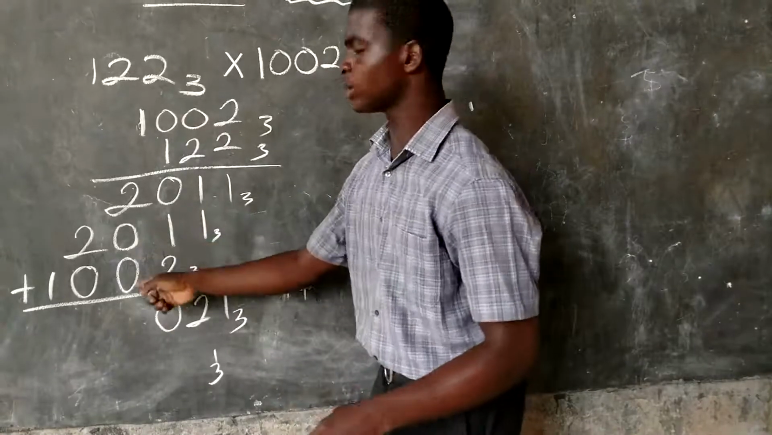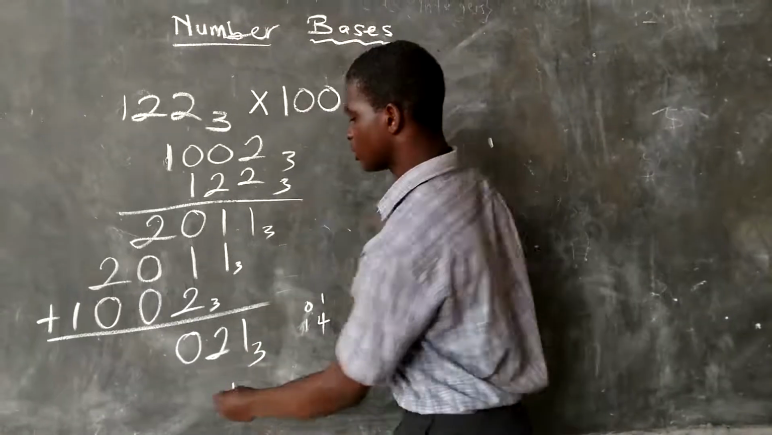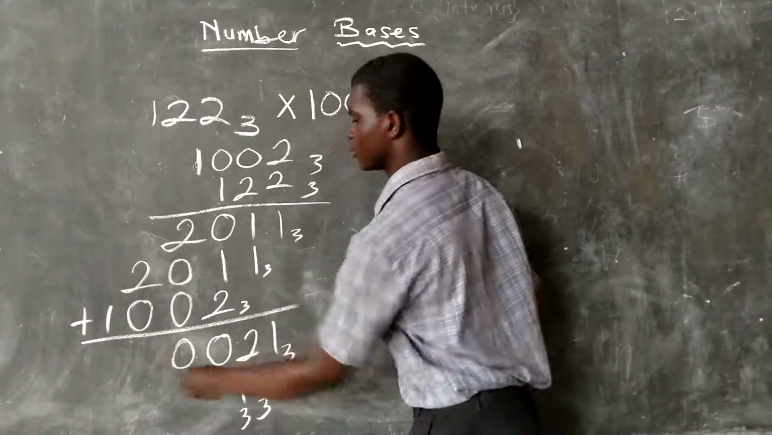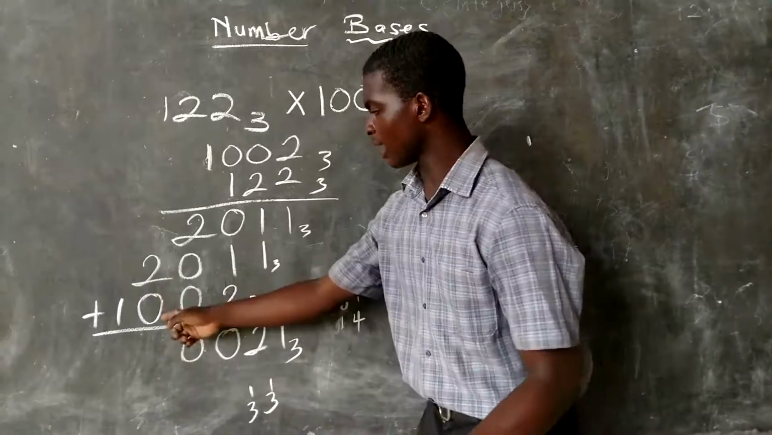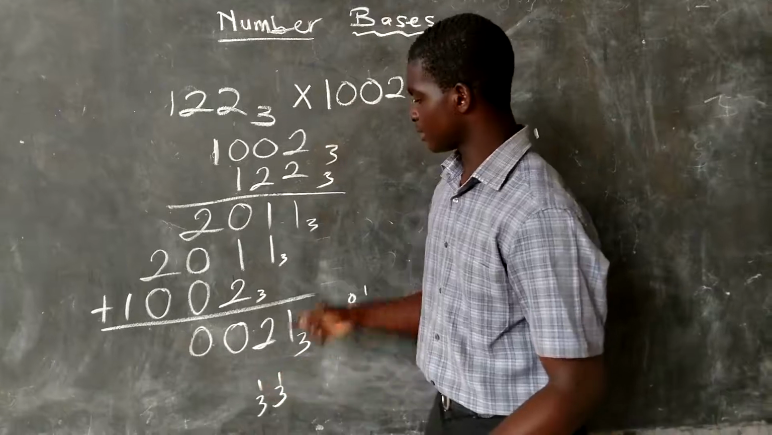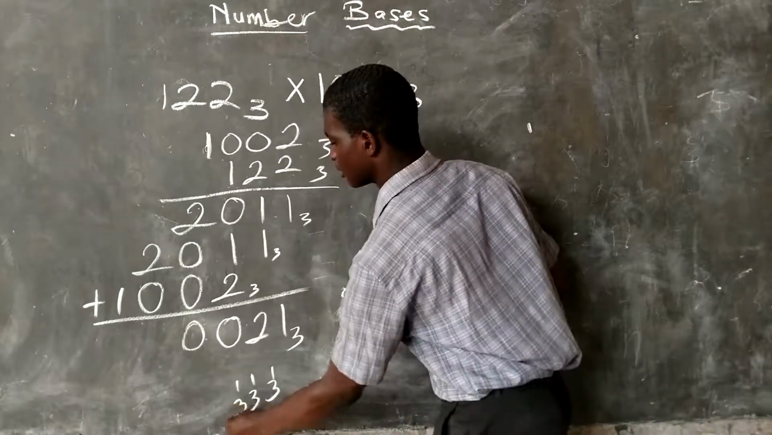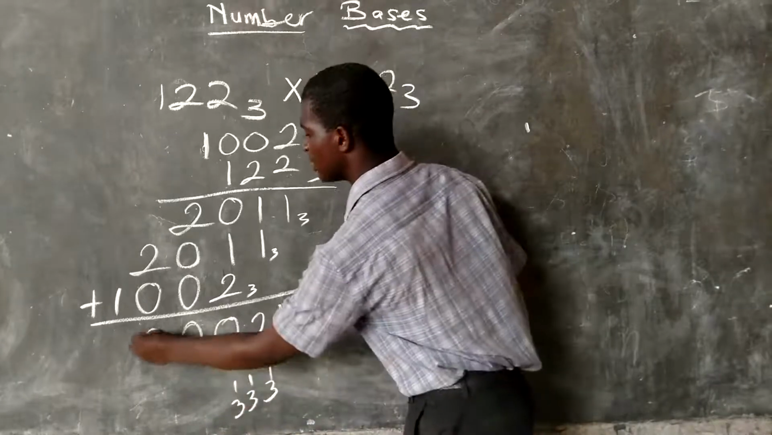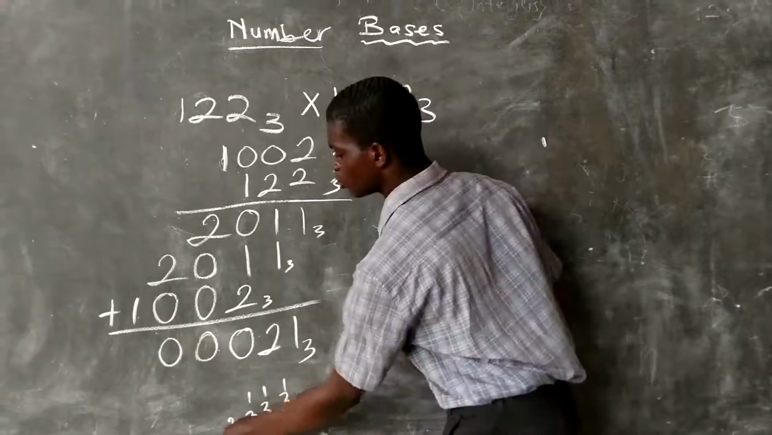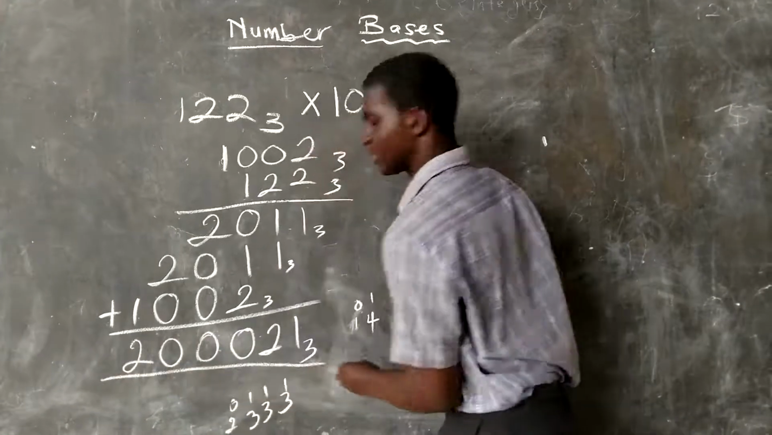2 plus 0 gives us 2, plus 1 gives us 3. 3 goes into 3, 1, giving us a remainder of 0. 2 plus 0 gives us 2, plus 1 gives us 3. 3 goes into 3, 1, giving us a remainder of 0. So we have 1 over here, plus this 1 gives us 2. 3 goes into 2, 0, remainder 2. And so this is our answer.